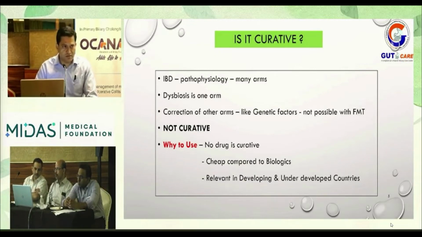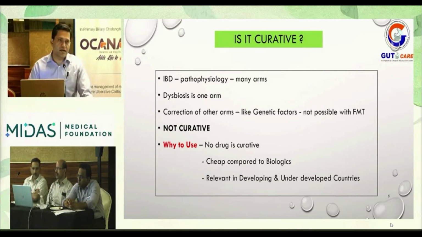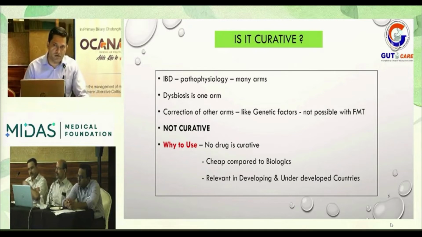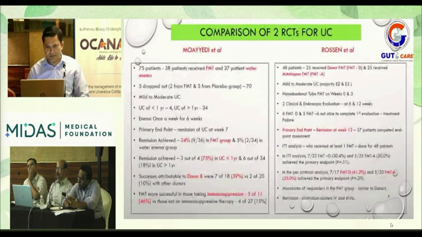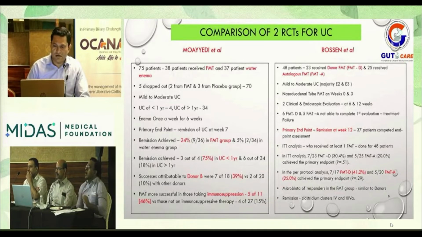So why use this drug? Why use FMT? Because we know that IBD is not curable. No drug is curative. So we can use FMT before trying biologics, because biologics are costly, and this becomes relevant in countries like ours, developing countries. So what is the basis, were any studies done previously?